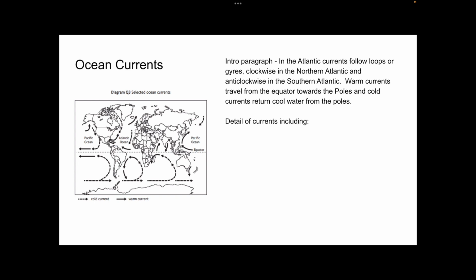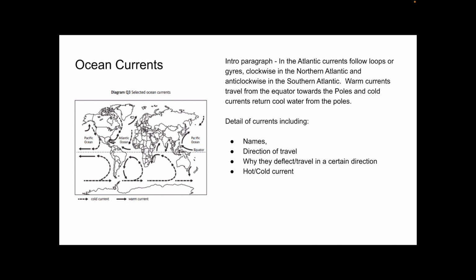And then what you want to do is go into detail of the individual currents, and make sure you include the name of the current, the direction in which it's travelling, why it is deflecting or why it travels in a certain direction, and then whether it's a hot or cold current. So for example, I would always start at the equator and I would say the equatorial current travels westerly. So there's my name and my direction. It is then deflected by the land masses of America. So there's the deflection and why.